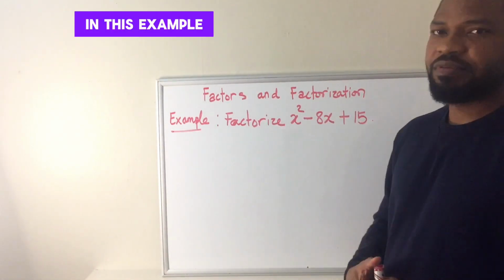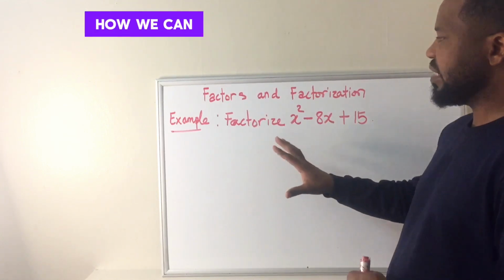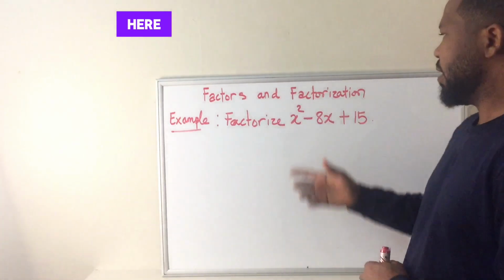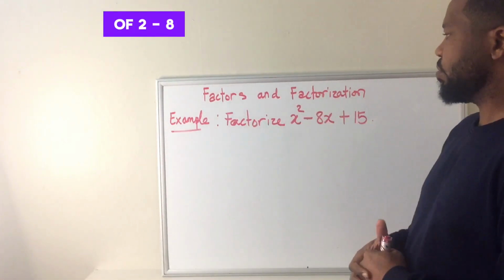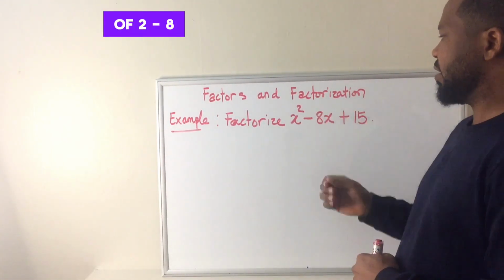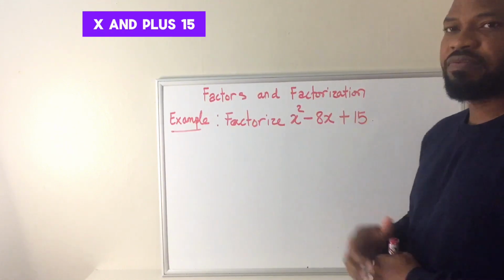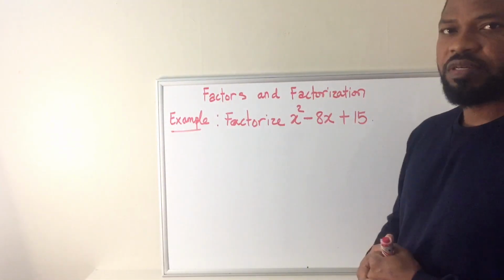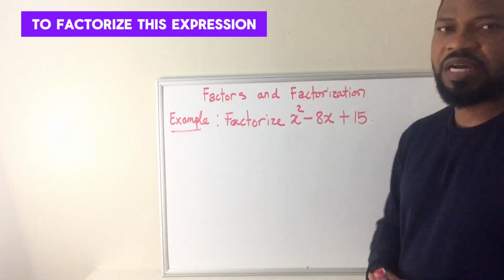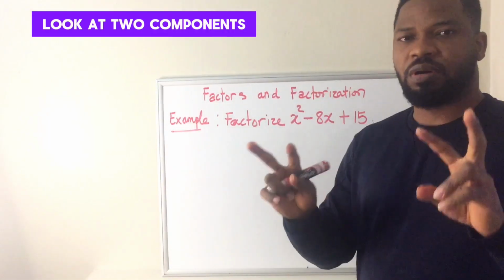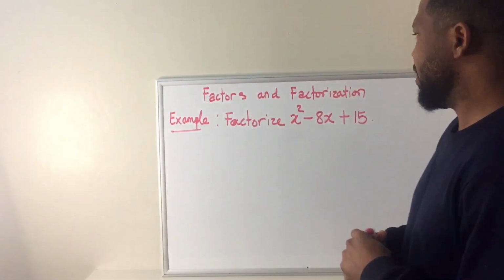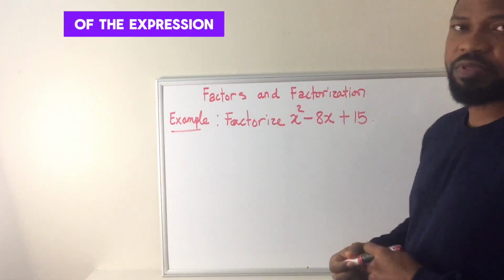In this example, we're going to look at how we can easily factorize this expression here: x to the power of 2, negative 8x, plus 15. How do we factorize this expression? To factorize this expression, I want us to look at two components or two parts of the expression. What are these two parts of the expression?